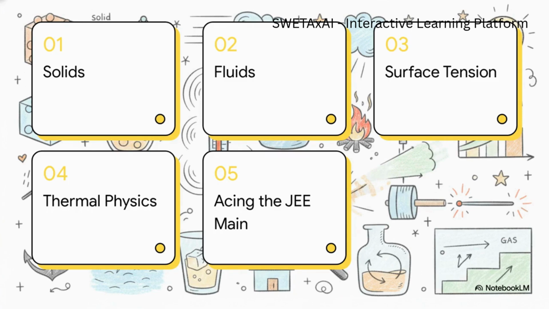Here's our roadmap for today. We'll start with the rigid rules of solids, bending without breaking. Then we'll flow into fluids, pressure, and flow. After that, we'll look at surface tension with drops and bubbles. Then we'll turn up the heat with thermal physics and heat transfer. And finally, we'll wrap up with strategies for acing the JEE Main. Let's get right into it.